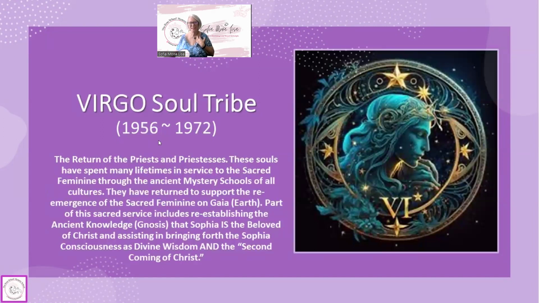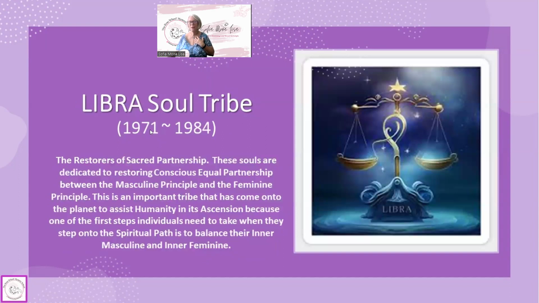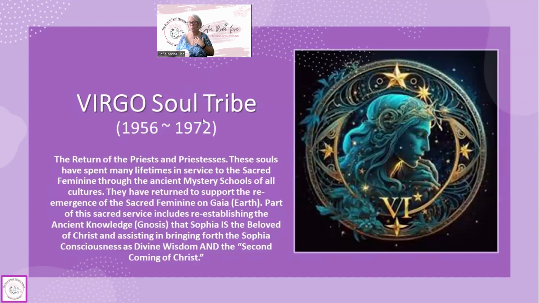I was born in 63. Oh, I should look at my, see, this is a perfect example. I just presumed that my brother's a part of the Libra soul tribe, but he was born in 72. He might be a part of the Virgo soul tribe. I would have to look at his chart, and I never have.